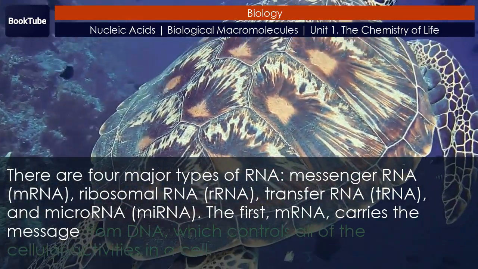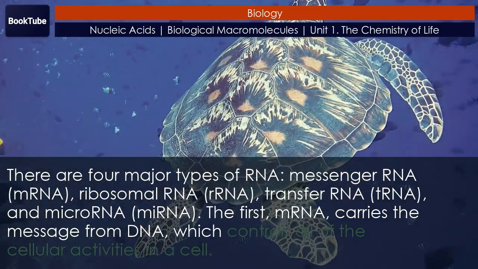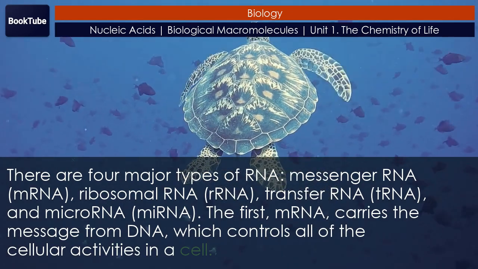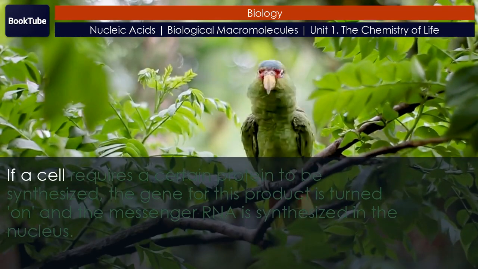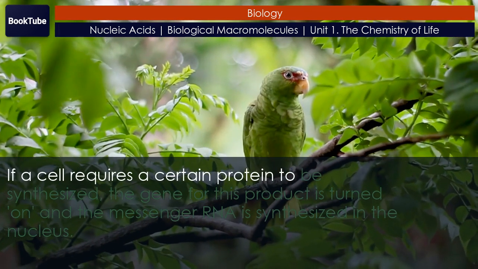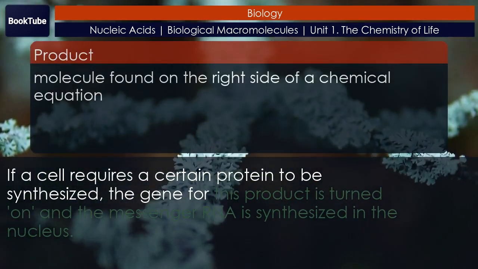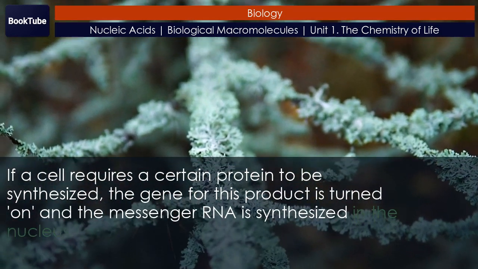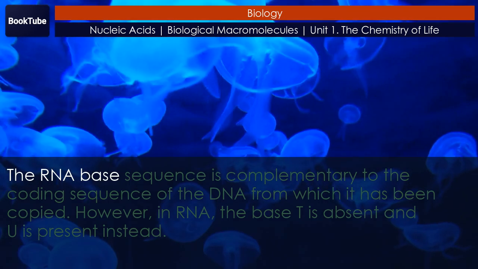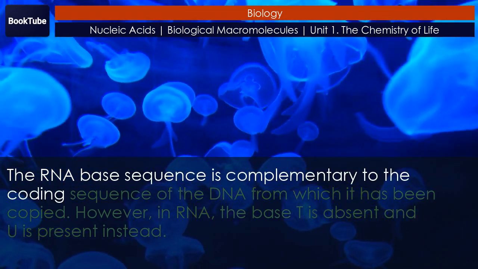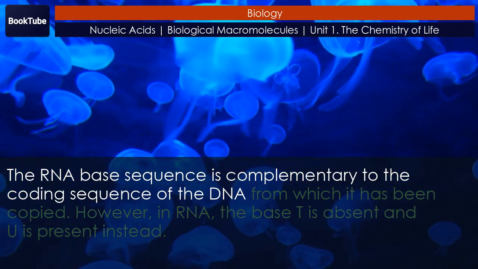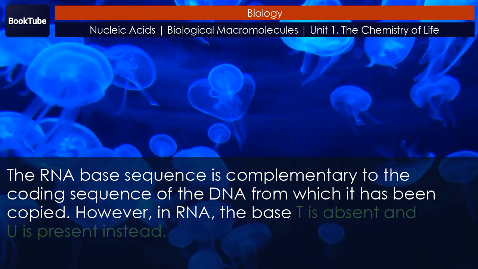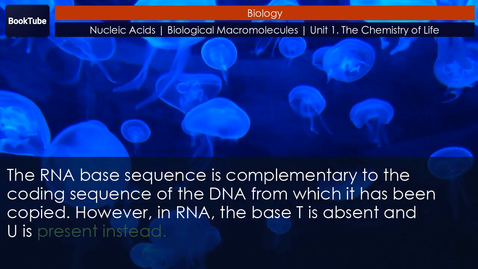mRNA, the first, carries the message from DNA, which controls all of the cellular activities in a cell. If a cell requires a certain protein to be synthesized, the gene for this product is turned on, and the messenger RNA is synthesized in the nucleus. The RNA base sequence is complementary to the coding sequence of the DNA from which it has been copied. However, in RNA, the base T is absent and U is present instead.